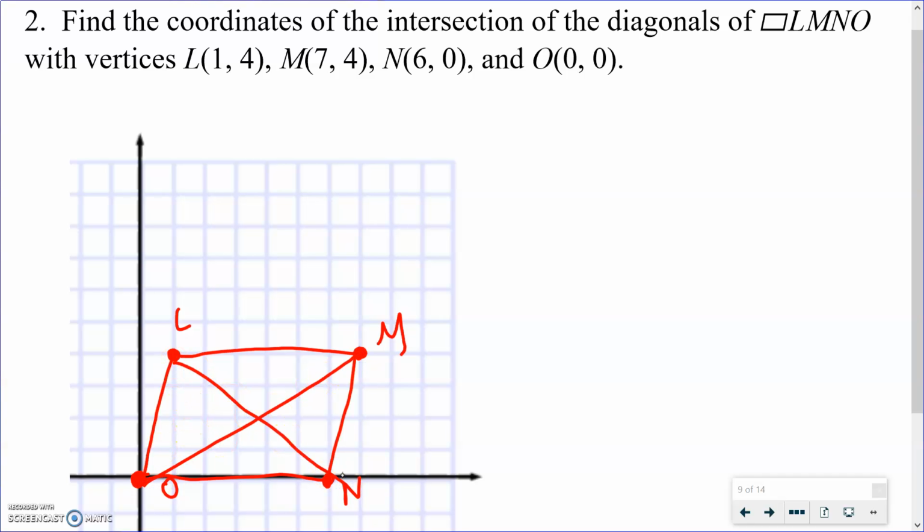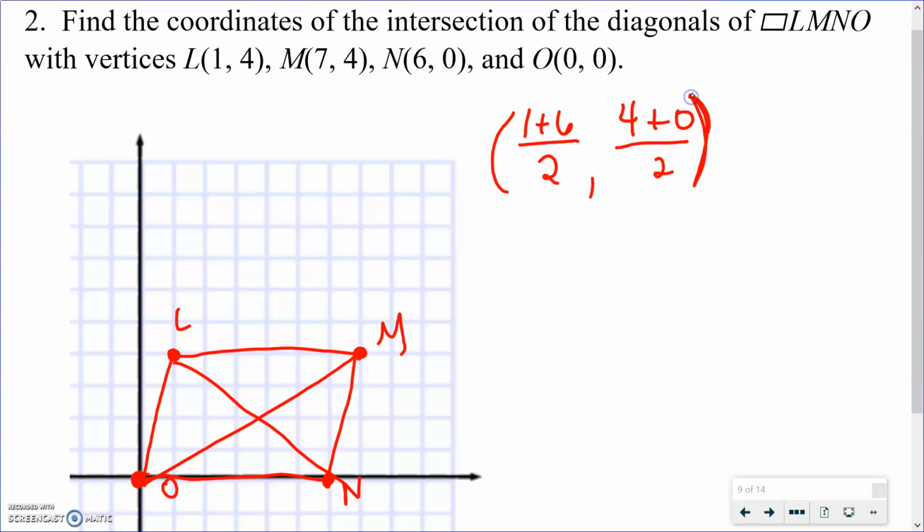I'm going to choose to find the midpoint of LN just arbitrarily. So I'm going to use the midpoint formula. So 1 plus 6 over 2. Remember, we just add the x's and add the y's. 4 plus 0 over 2.